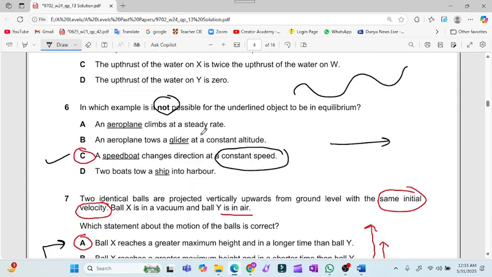Now question number 6, which one is not in equilibrium. For equilibrium, there must be constant speed and the object must travel in a straight line. So only option C contradicts this statement related with the equilibrium. A speedboat changes direction, so it will not remain in equilibrium.